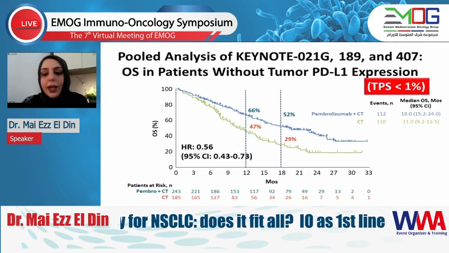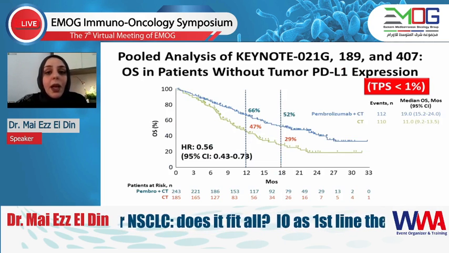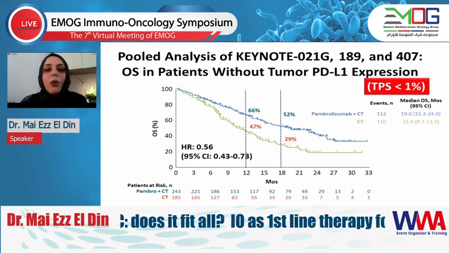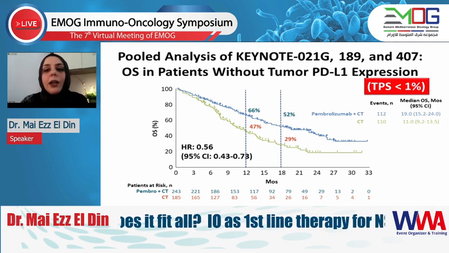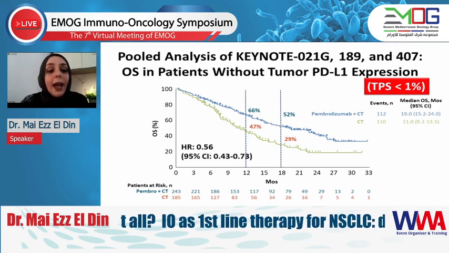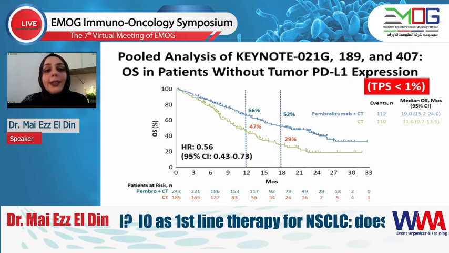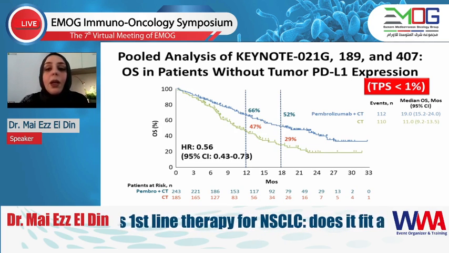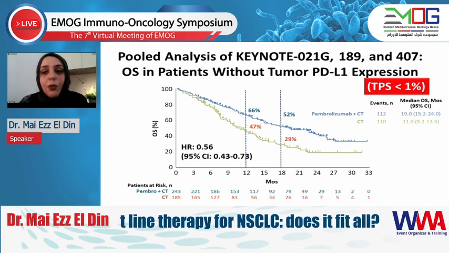In fact, this interesting analysis done by Professor Paz-Ares collected the predecessor Keynote 021G and 189 and 407, and even patients who had an expression less than 1% still had a positive hazard ratio. So it seemed that giving chemotherapy gave that extra push to pembrolizumab in the not so high expressors of PD-L1.